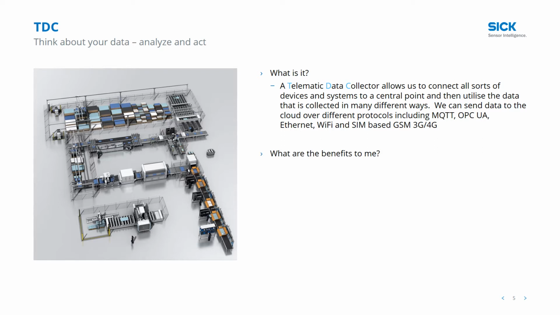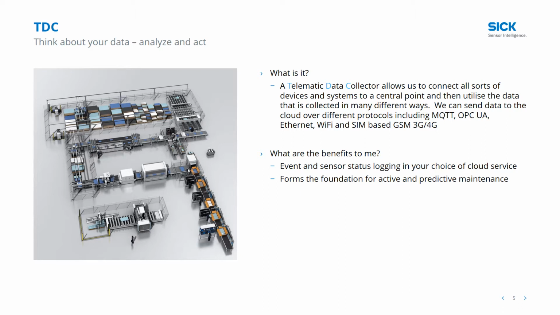So what are the main benefits to you? You've got event and sensor status logging in the cloud of your choice, for example AWS, the Amazon Web Services Cloud, or Google Cloud, Microsoft Azure. It forms the foundation for active and predictive maintenance because we've got the ability to use text messaging and emails from within the TDC or from within the cloud, depending on how you want to go about it. You've got user-defined real-time alerts, which utilize those communication methods, the text messaging and the email.